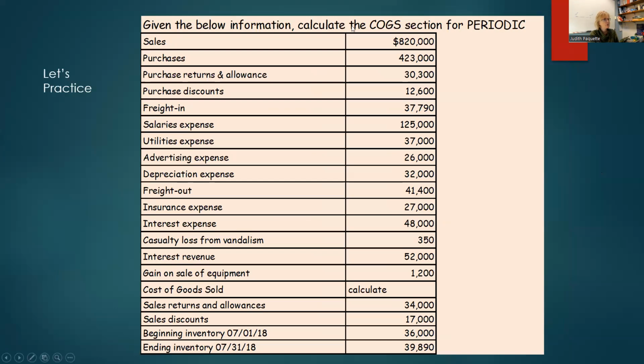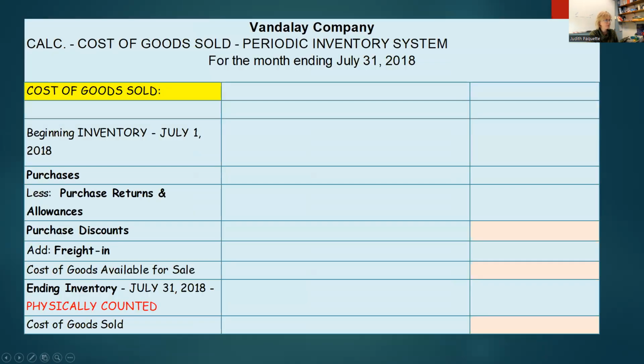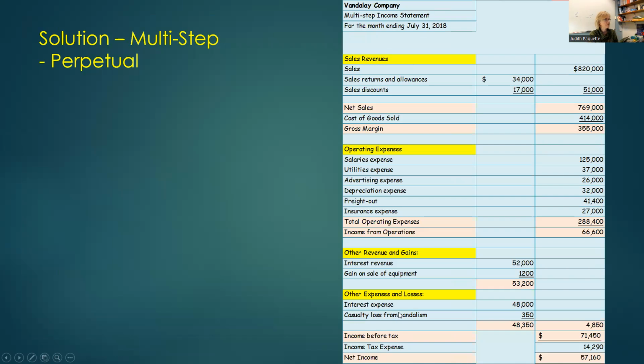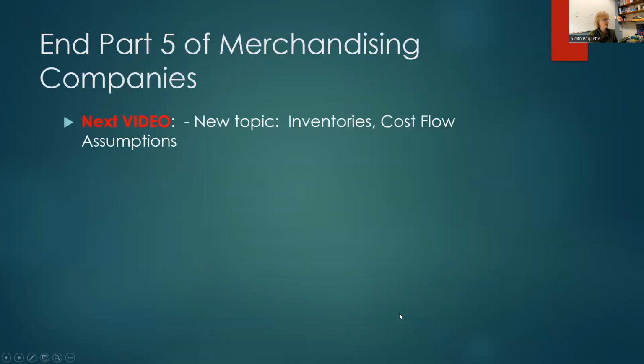Here's periodic, and I'm only asking you to calculate cost of goods sold. And now we see the 4 accounts: purchases, purchase returns, purchase discounts, freight in. And then we also need beginning inventory. And then we need to subtract ending inventory. All right, and here are the solutions for both of those.